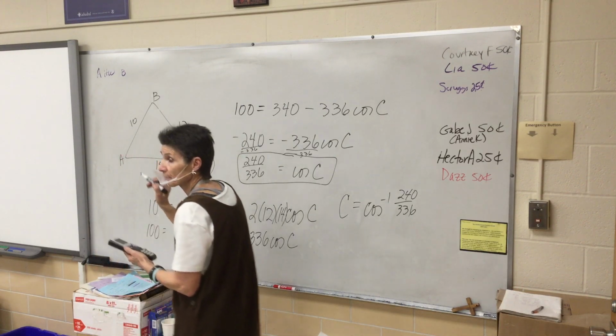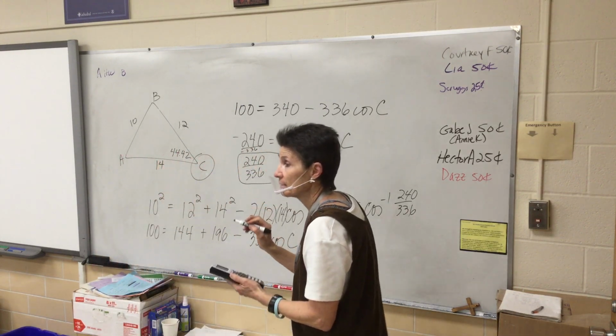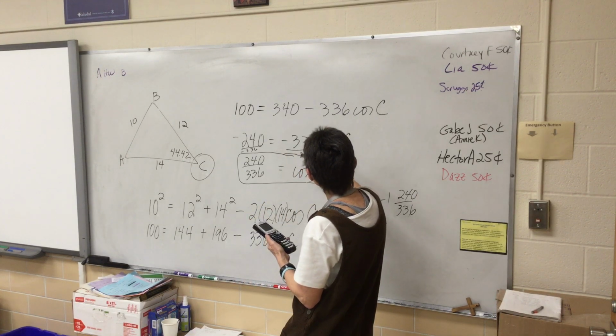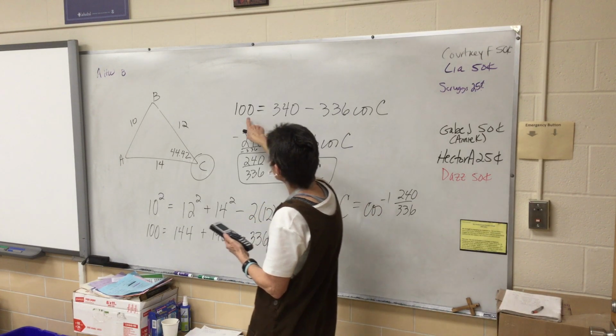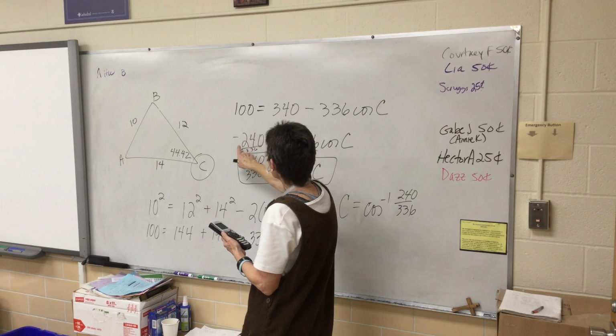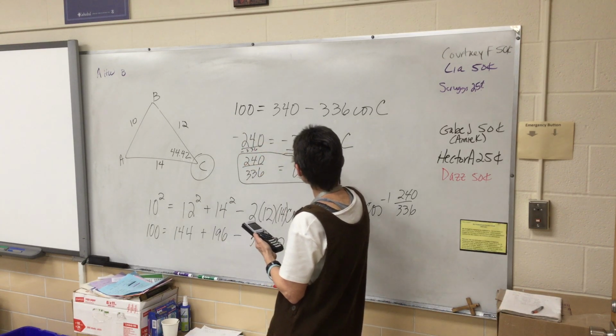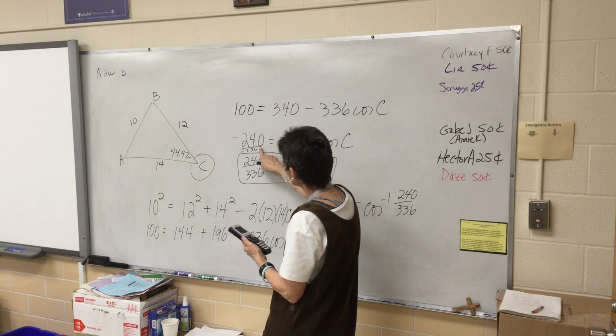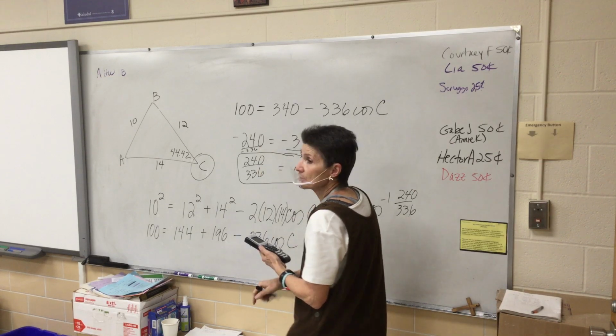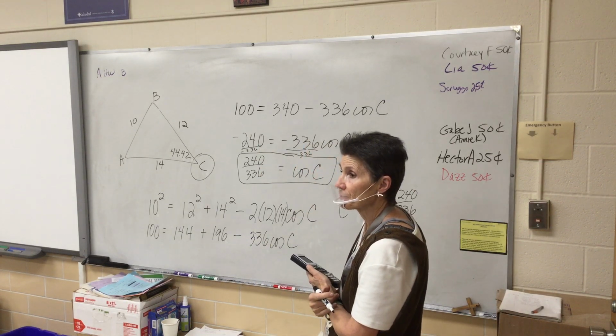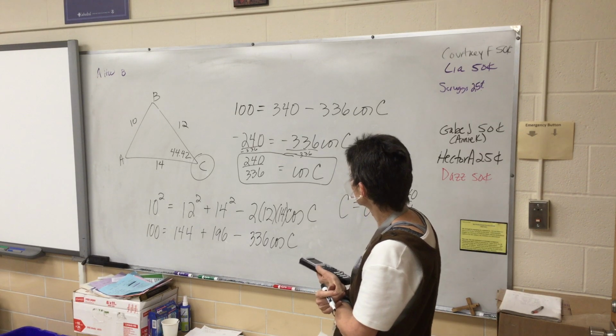Did you? Yeah. Wait, where did the negatives cancel? I just got one. Okay, so when I subtracted the 340, oh, the negative, yeah. I just wrote negative 240, and this was negative 336. So I divided by negative 336. So I have no more negatives. Yeah, I forgot to leave the negative on there. Okay.